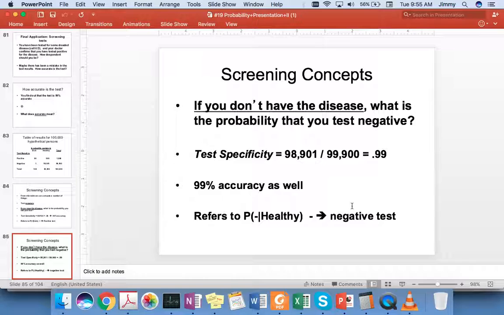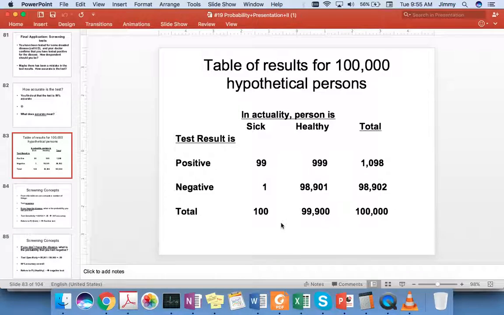If you don't have the disease, what is the probability that you test negative? And this is referred to as the test specificity. Yeah, that's a wordy word. Which is 98,901 over 99,900, which is 0.99. So this has a 99% accuracy as well. This refers to the probability that you get a negative result given that you're healthy.